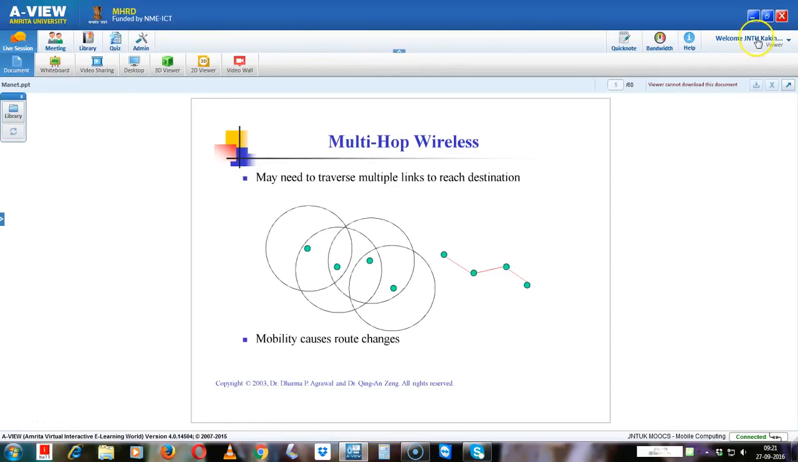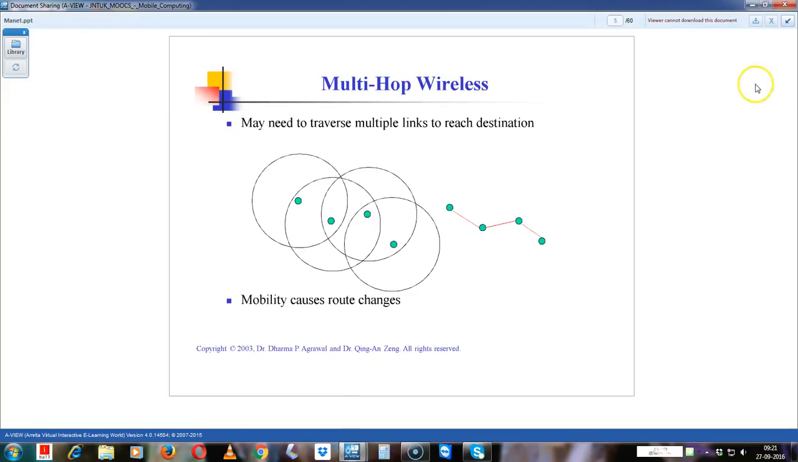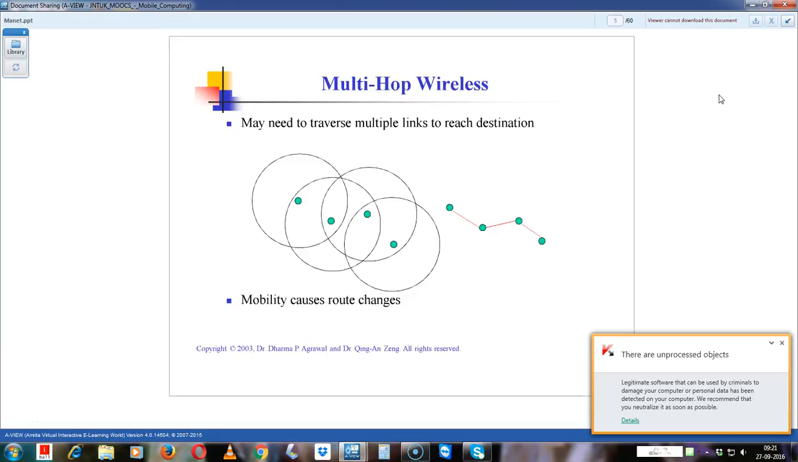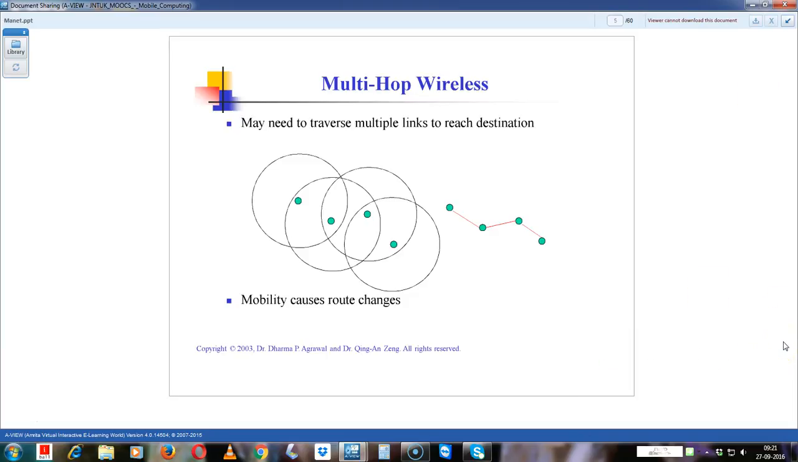So in cellular wireless, handoff is possible. Now, what is multi-hop wireless? In multi-hop wireless, basically we have so many wireless devices. You can say here we have so many devices, like 1, 2, 3, 4 devices we have.